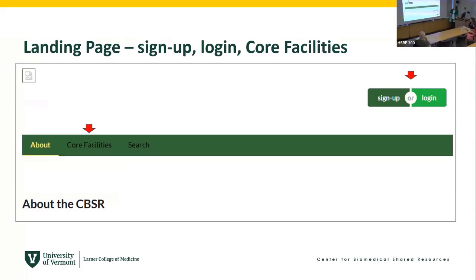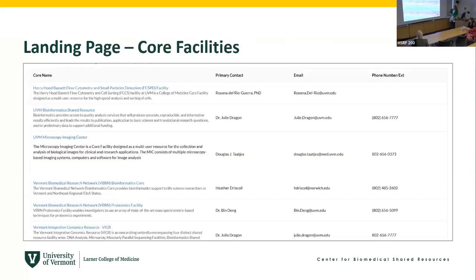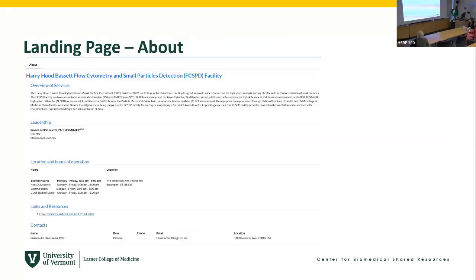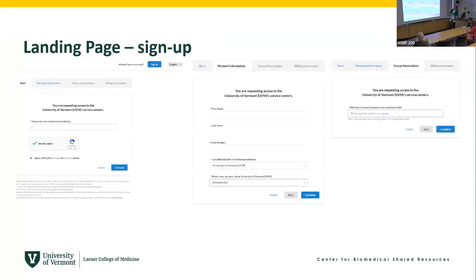So from the landing page, you have core facilities and sign in or log in. The core facilities page gives you all of the CBSR cores. You can get an about section and brief information and contact information. Sign up is basically step by step. It'll get you through to your core of choice, and then from there you can request access to the other cores.